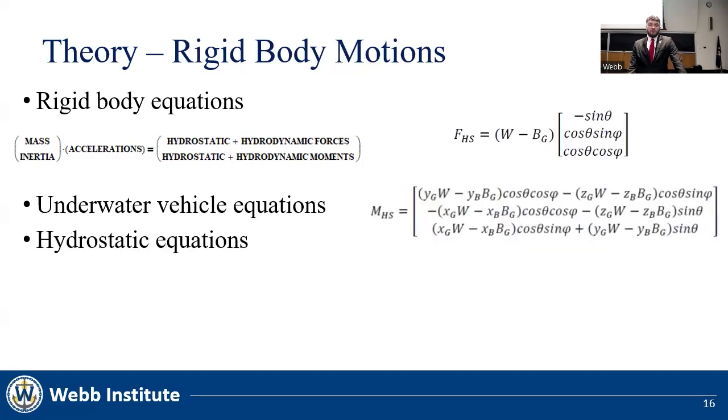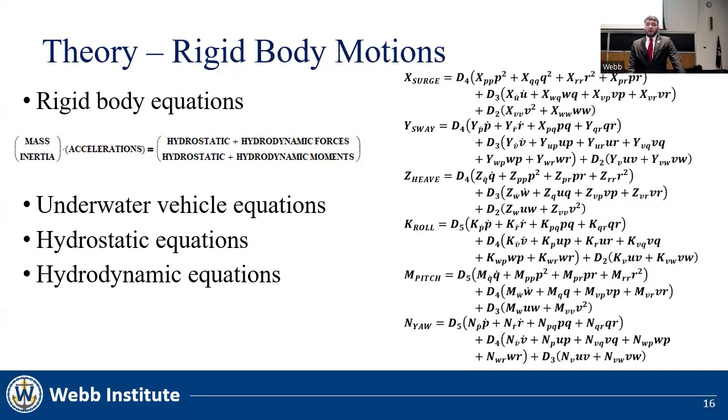For the right-hand side of the equation, you can now see the hydrostatic formulations, in which W represents the weight of the glider, and B represents the buoyant force acting upon the glider. And now are shown the hydrodynamic forces and moments.